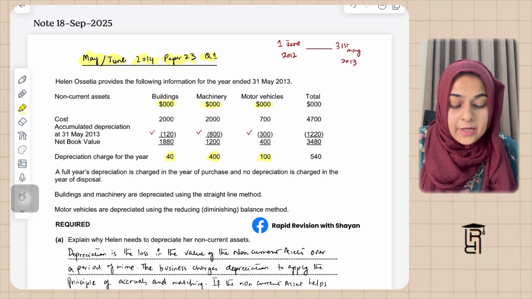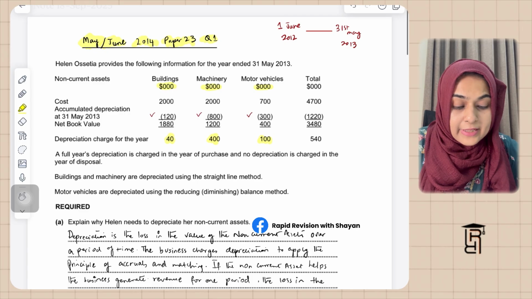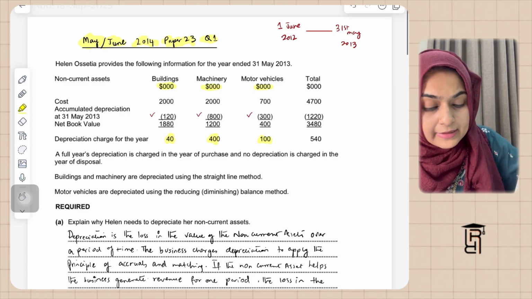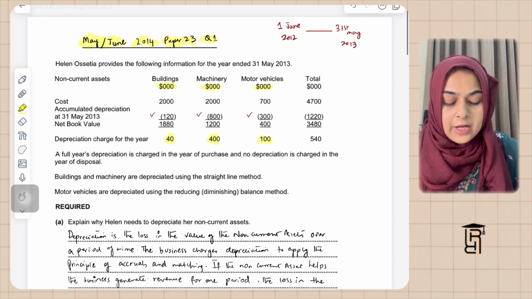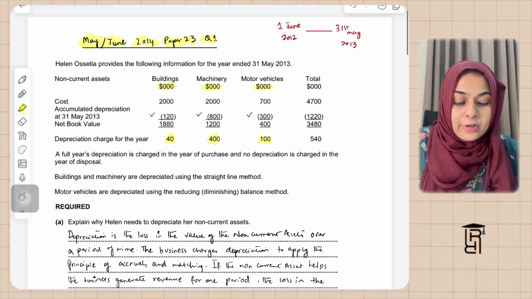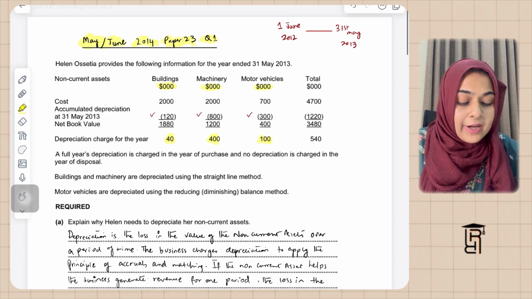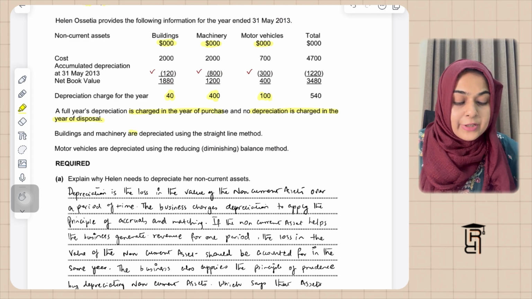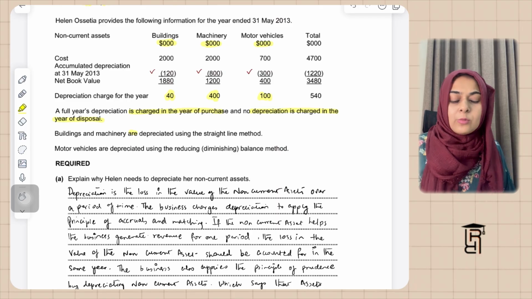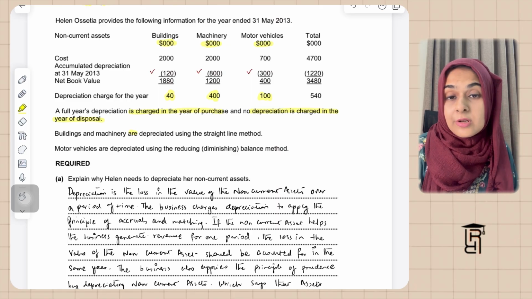Then they're saying a full year's depreciation is charged in the year of purchase, and no depreciation is charged in the year of disposal. This is important because this is the policy that we need to follow. Buildings and machinery are depreciated using the straight line method, and motor vehicles are depreciated using the reducing balance method. Then they're saying explain why Helen needs to depreciate her non-current assets.